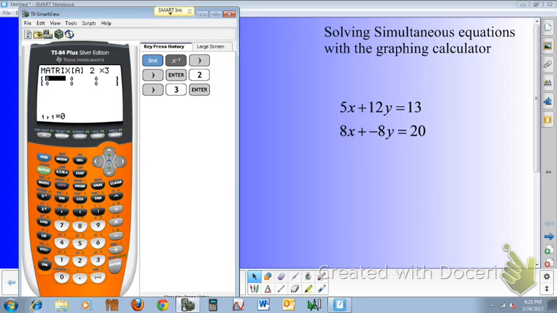And if you're not sure, you just take a look and see if you've got the zeros that match up to what we want to put in, because we're going to put in these numbers that you see in each of these. So we're going to be putting these numbers 5, 12, and 13 in, 8, -8, and 20 in. So that's all you do.